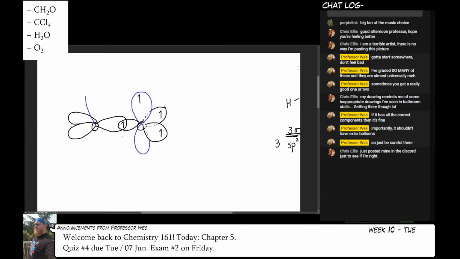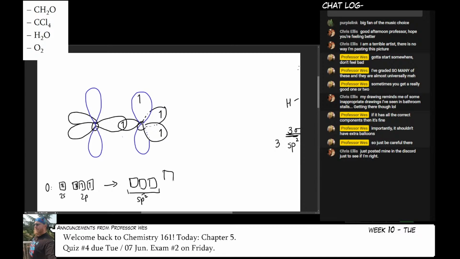And then oxygen will also have an unhybridized p orbital. But remember, oxygen looks like this, right? Three, four, five, six. This is what oxygen's orbitals look like. When I hybridize these for oxygen into sp2 and then a p orbital, which I should actually drop here.